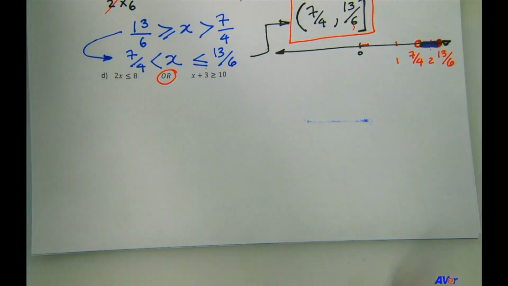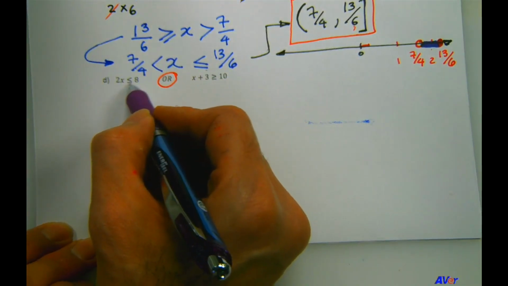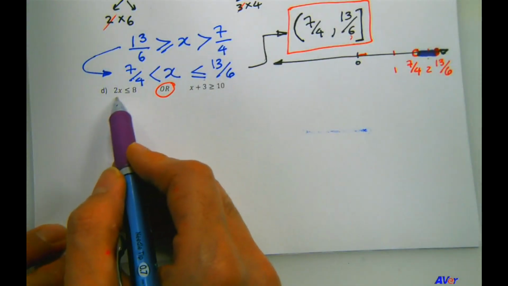So let's do that. This one is pretty easily solved, right? All we have to do to solve for x is divide both sides by 2.